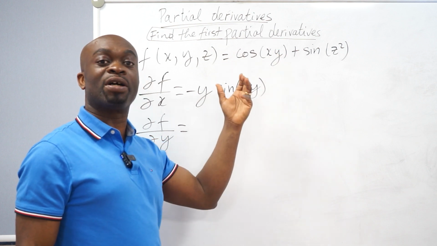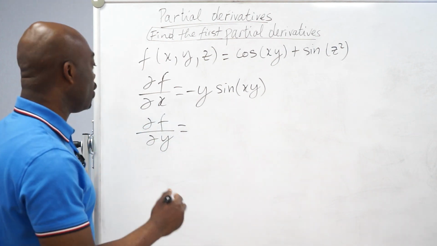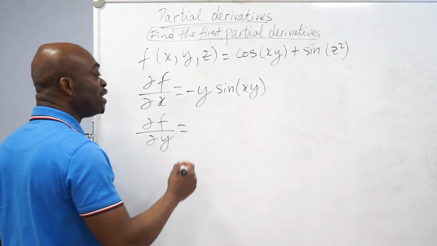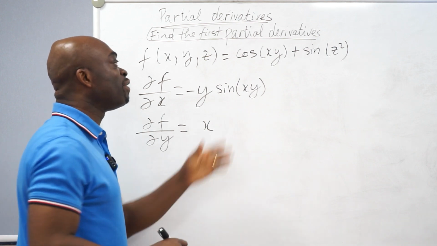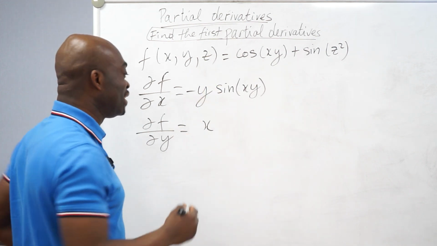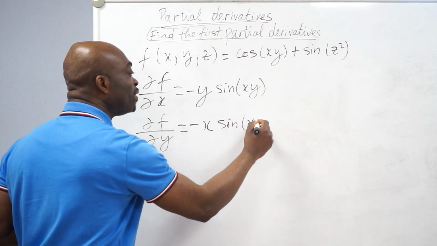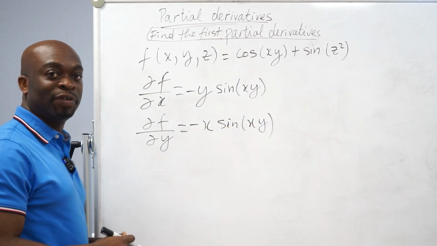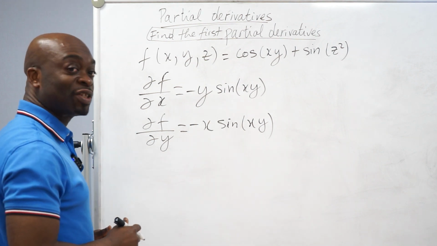X is going to come out because the x is going to be treated as a constant. Okay? So if x is treated as a constant, we're going to have the x out. And then what's the derivative of cosine? It's negative sine again. So it's negative sine. And then we have xy back over there. All right? So this is what we have for the second one.